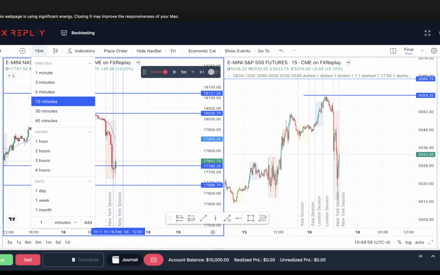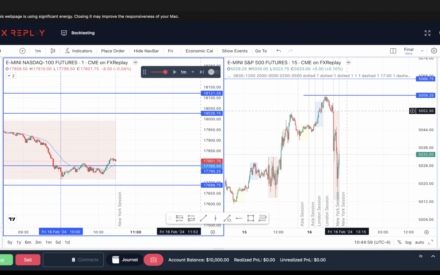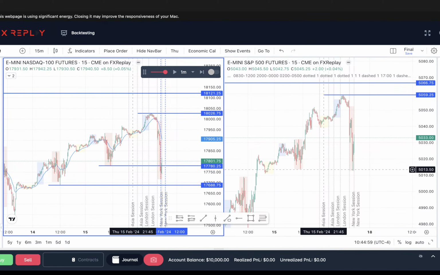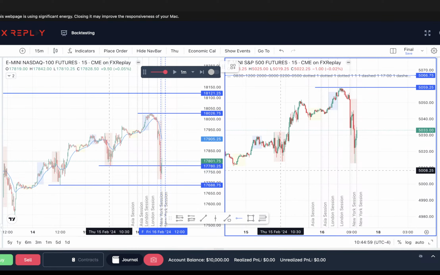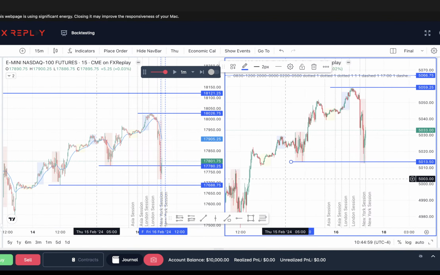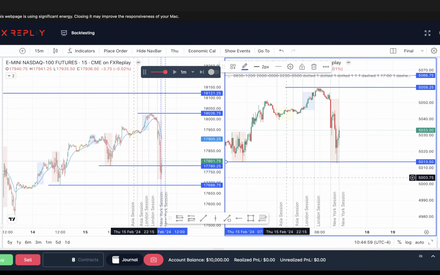Okay, now we can go into the 1 minute on both. On ES, hold on, let's go to the 15 on both first for a second. So NQ swept, ES swept as well. Actually, hold on, you gotta make sure the times line up. That's the only problem. Okay, so this is ES swept both, NQ did not sweep both.